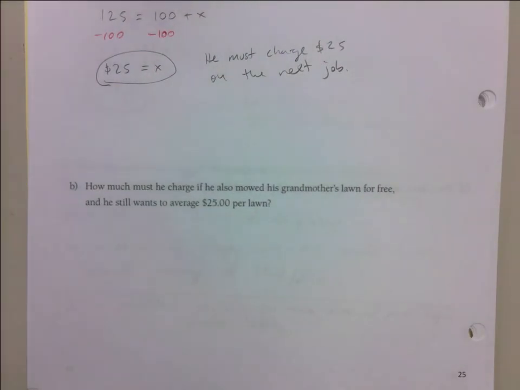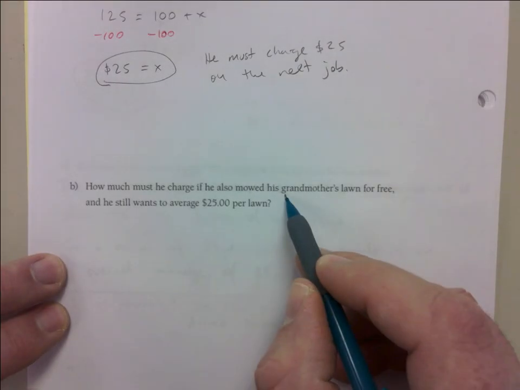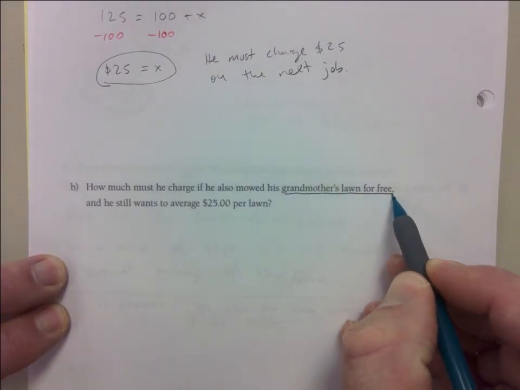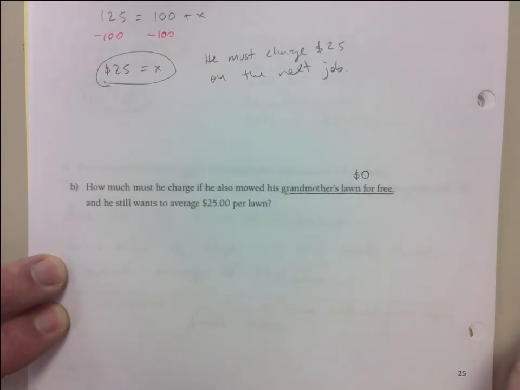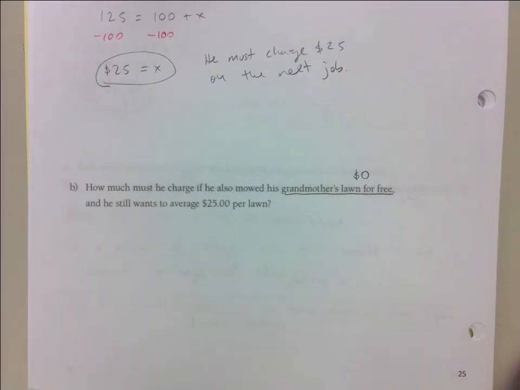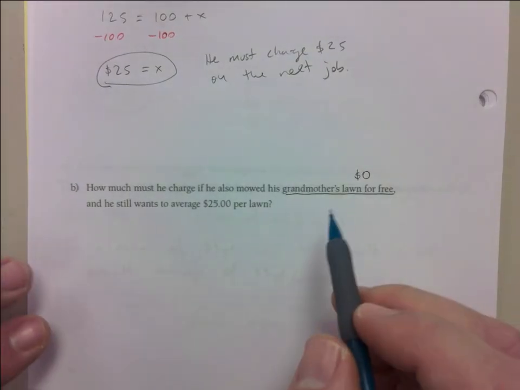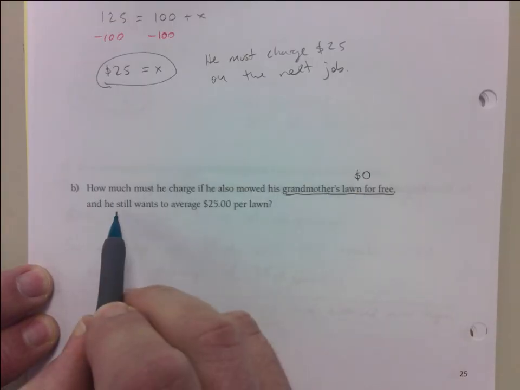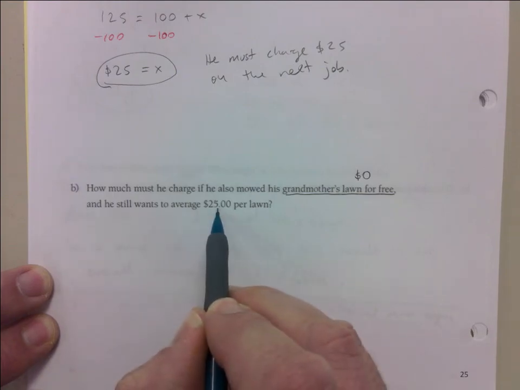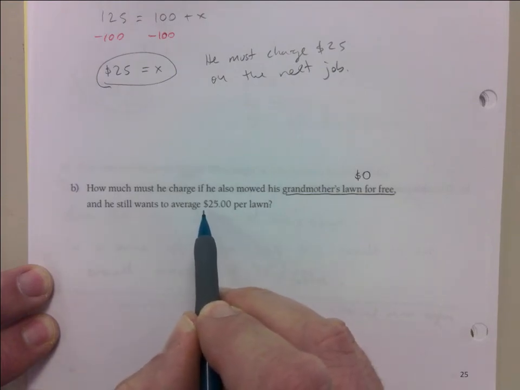How much must he charge if he also mowed his grandmother's lawn for free? That means he charged how much? 0, right? Which is nice. You should do that, right? Go shovel snow or whatever for your parents, for your grandparents. Show respect, right? $0. He still wants to make an average of $25 per lawn.